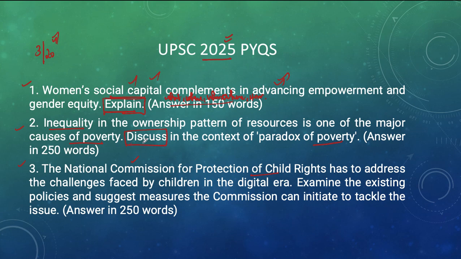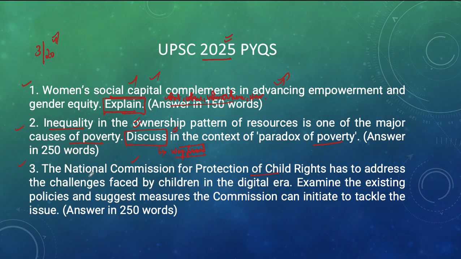Discuss in the context of paradox of poverty. So basically the question is revolving around poverty, and this is mainly a part of your syllabus, a direct question, students. The only thing you need to focus on is that whenever we are writing discuss-related questions, we need to focus upon the way forward before writing the conclusion. So there should be a solution given in discussion-related questions directly to the examiner.